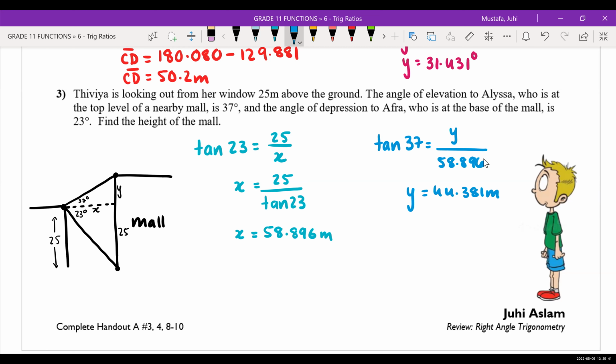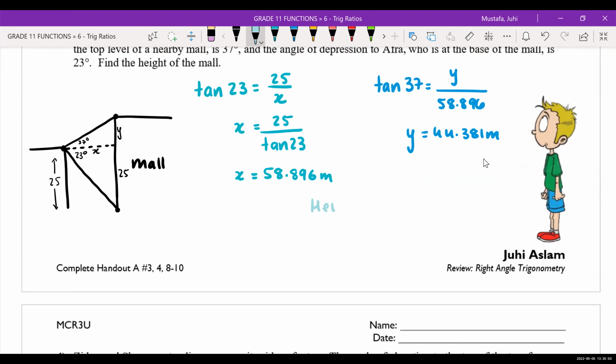Okay, so now in order for us to figure out the height of the mall, it's just going to be 25 plus whatever we just solved for the Y value. So I'm just going to say height of mall. And that's just going to be 25 plus 44.381, which is just going to give us 69. I guess we can round it to one decimal place. It's going to be 69.4 meters.